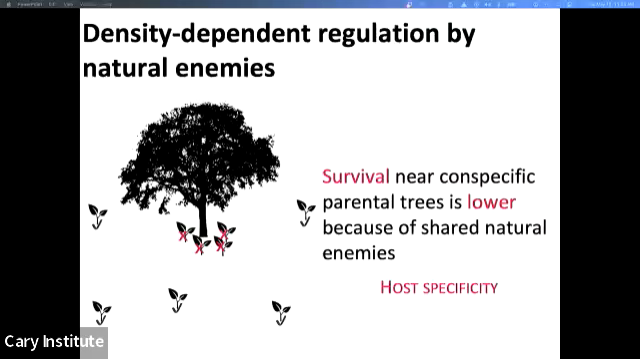assumes some degree of host specificity. So those natural enemies killing those seedlings, seeds, or saplings below the crown of the parental tree need to be host specific, or at least have some sort of host specificity, to have this pattern of lower survival under the crown and higher survival away from the crown of that parental tree. And so this concept of host specificity will be really relevant later on in this talk.